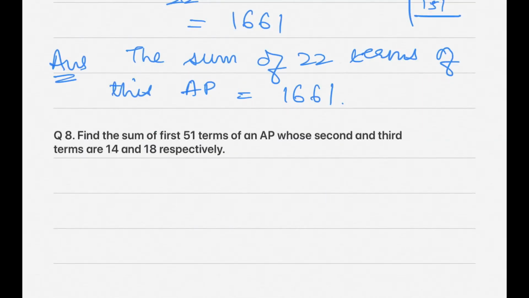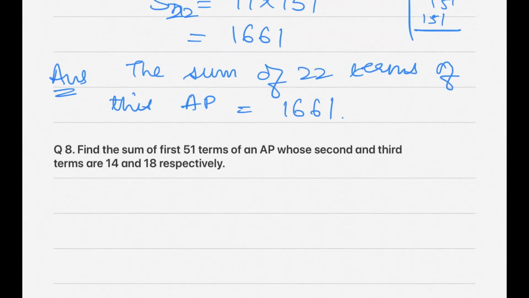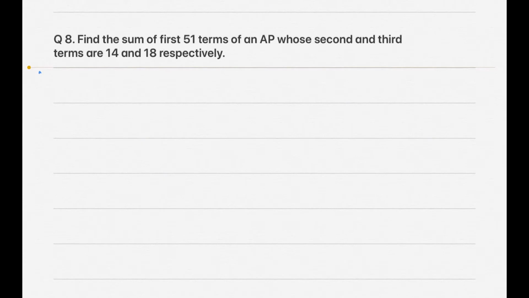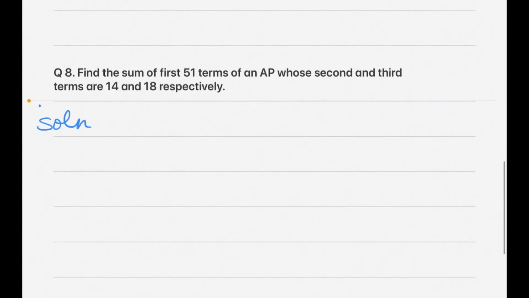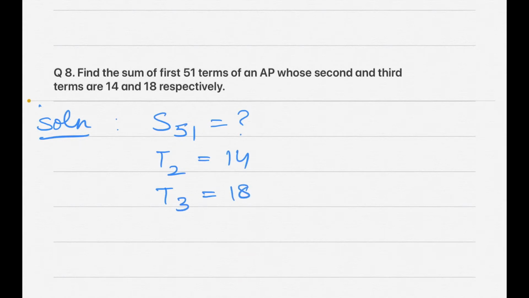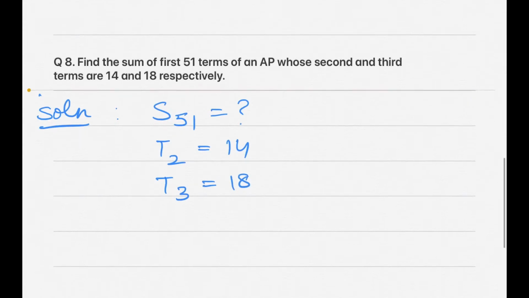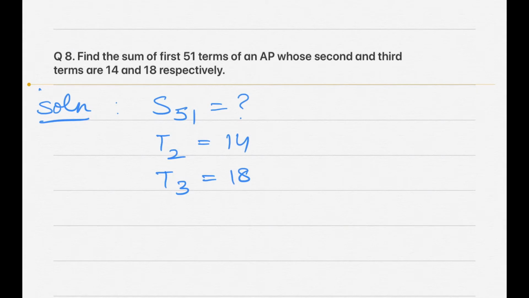Question number 8 says find the sum of first 51 terms of an AP whose second and third terms are given as 14 and 18 respectively. Let's go to the solution. You have to find the sum of first 51 terms, and the second term of the AP is given as 14 and the third term is given as 18.